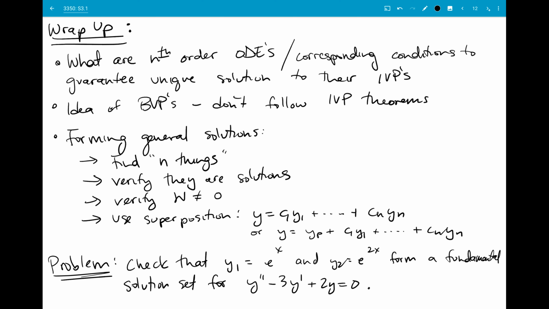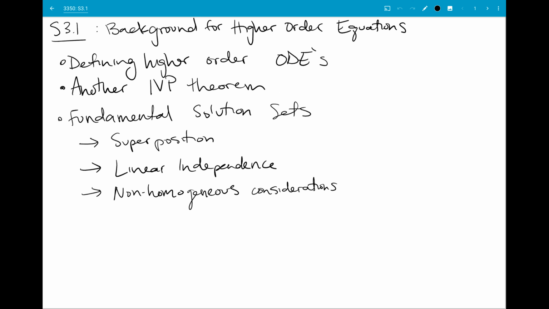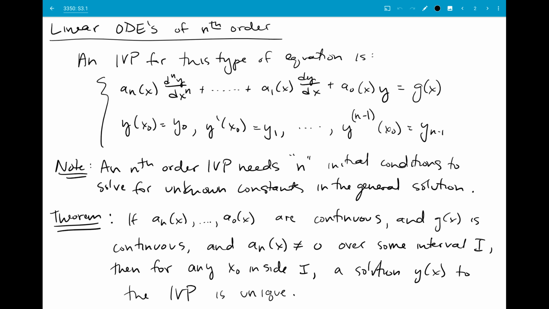So the wrap up for this video is on that slide. Usually I go back to the beginning first. That's my bad. So here's what I told you we would cover. Background for higher order equations. We define the problem we're thinking about, have another initial value problem theorem, and then talk about fundamental solution sets. That would be made up of a couple different ideas: superposition, linear independence, and maybe having to make extra considerations for non-homogeneous equations.